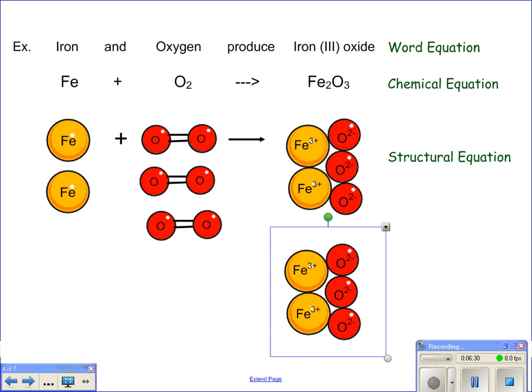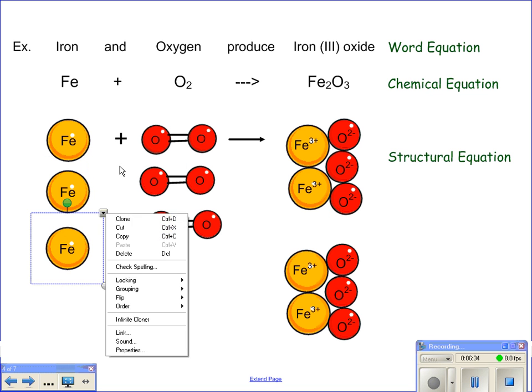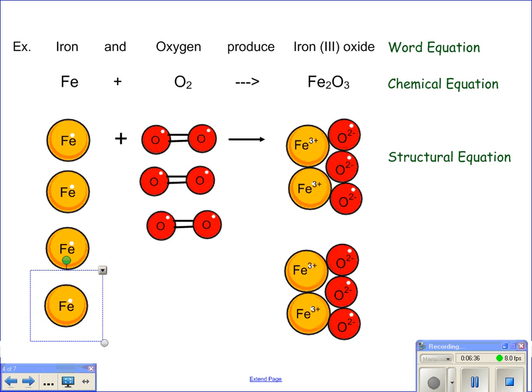That will affect my irons. I'll have to add a couple more. It's always nice to leave these single elements till the end for balancing, because you can make as many of them as you need to make things happen. And so we see then that the final balanced equation becomes 4 irons reacting with 3 O2s to produce 2 Fe2O3s. And so again, metal to nonmetal can create an ionic compound.